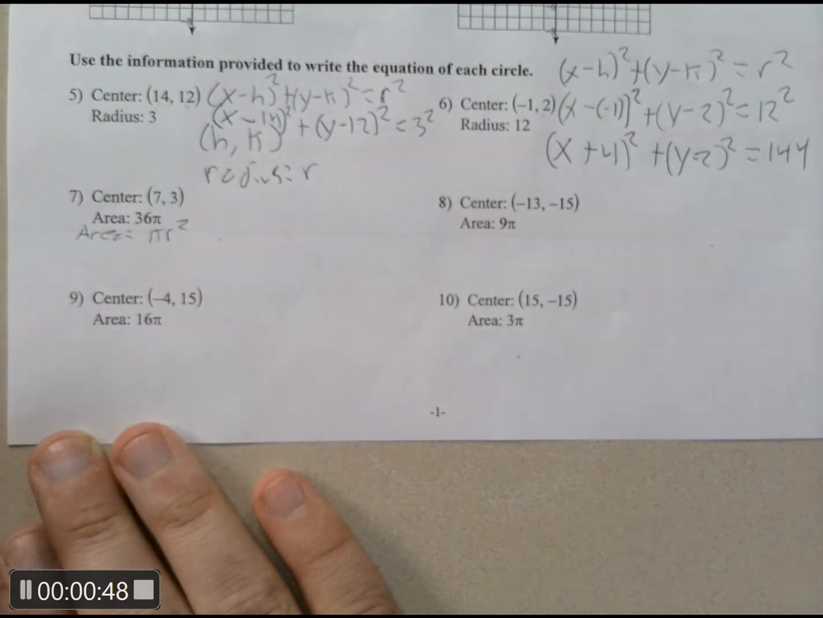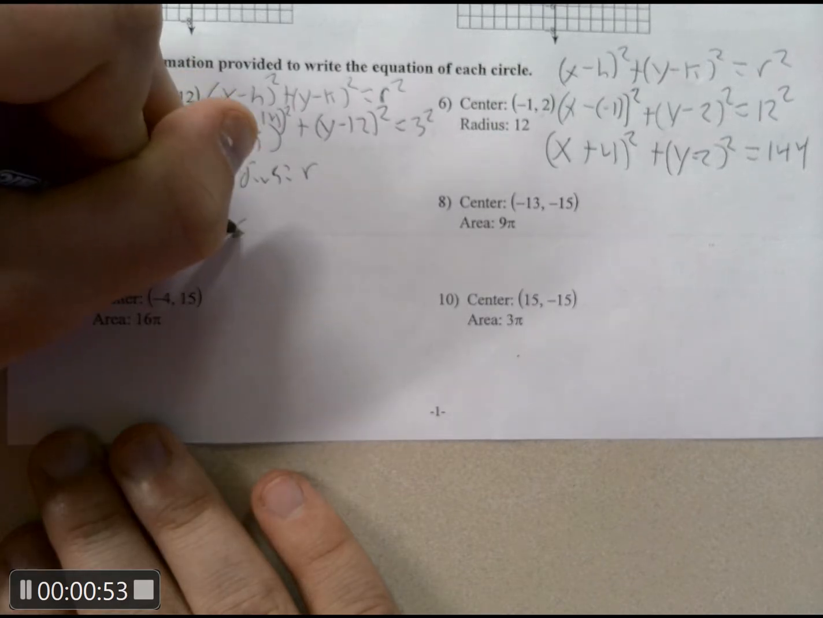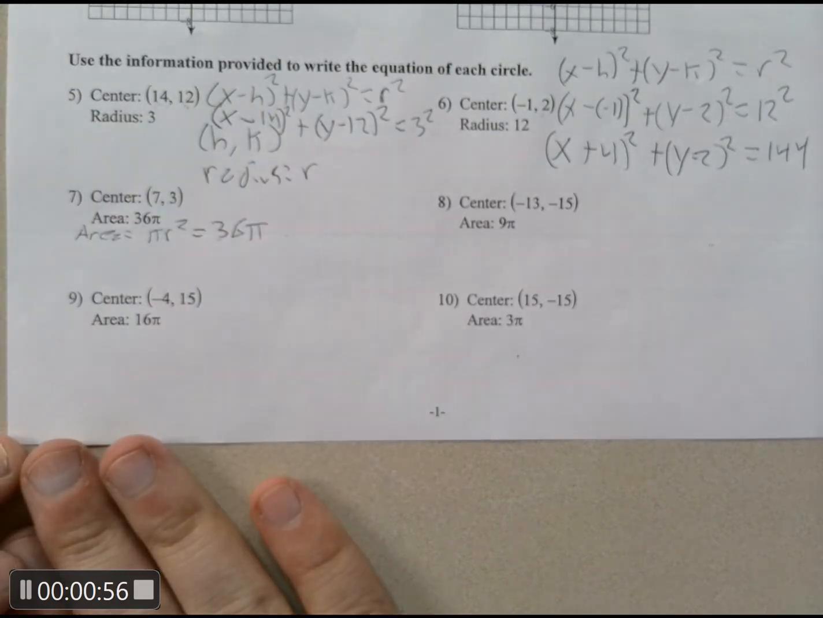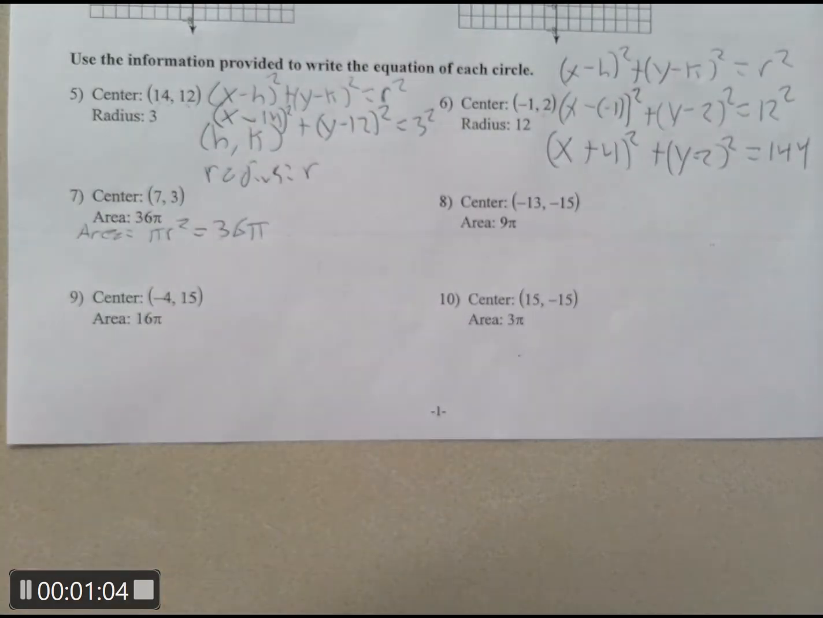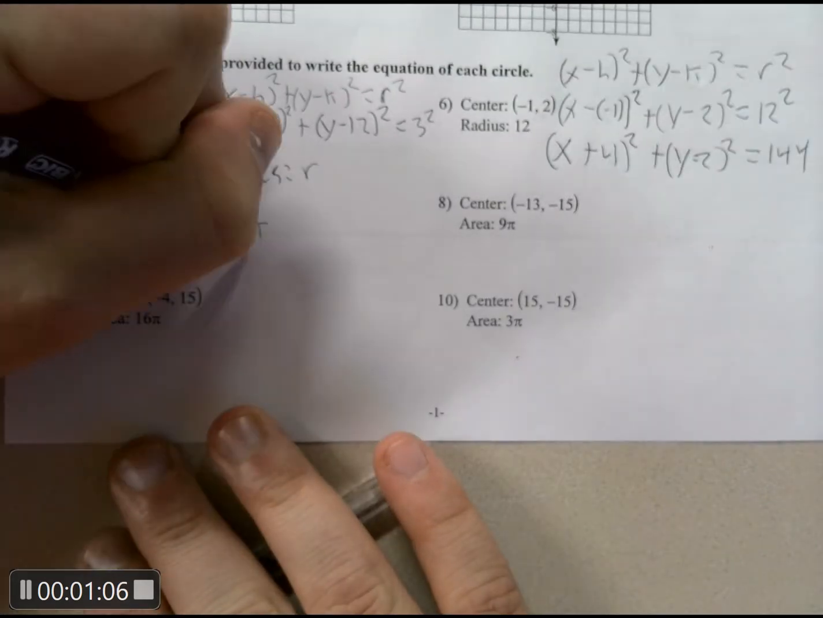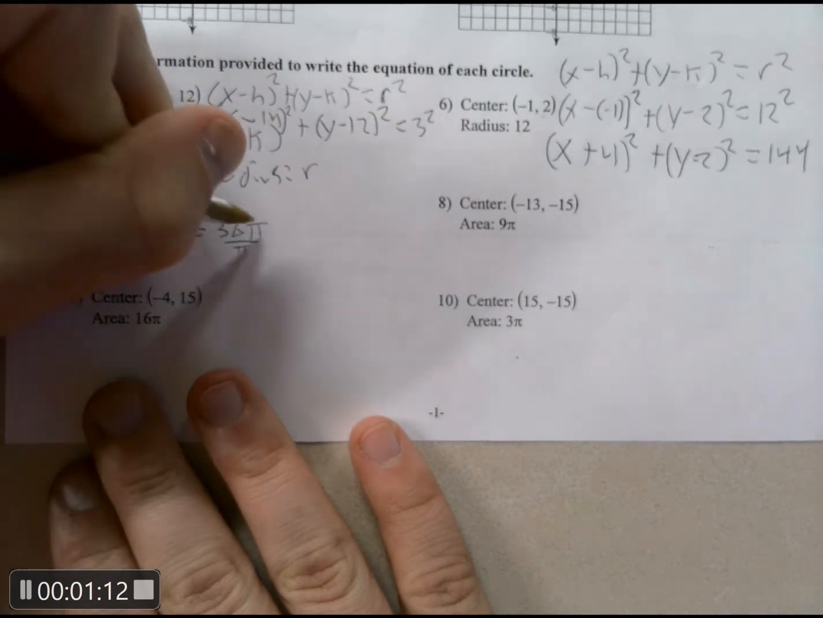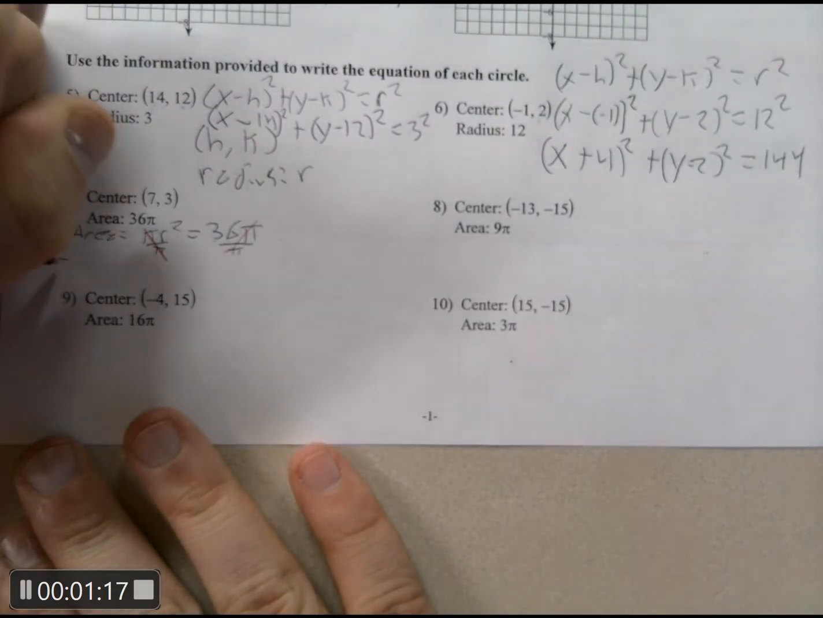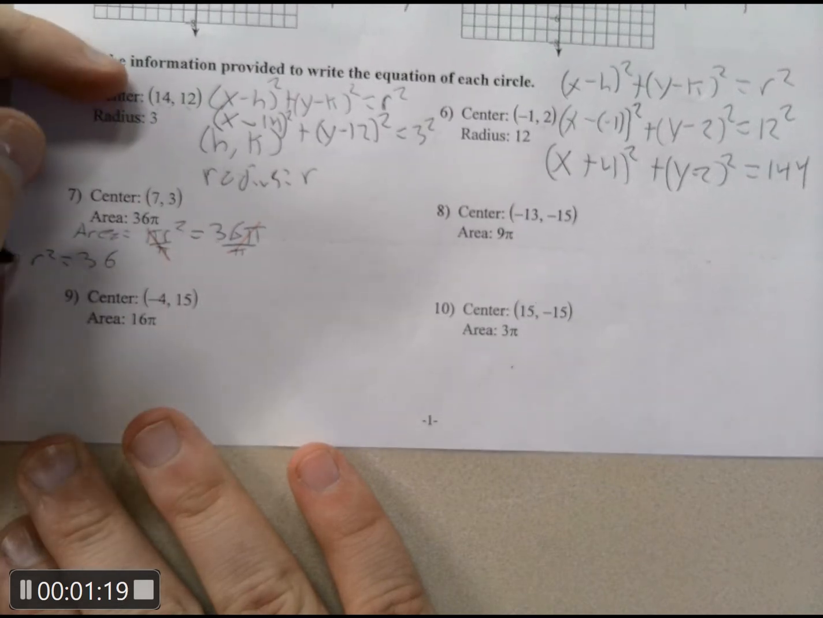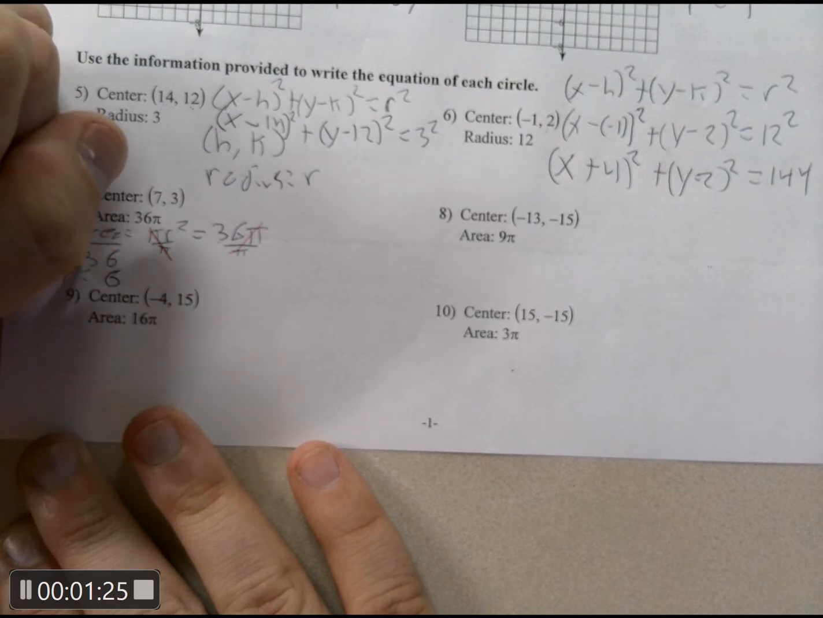pi r squared, right? So we're going to set that equal to my area, which is 36 pi. First thing we're going to do is divide both sides by pi. Remember the goal, we're just solving for r here, so we're trying to get r by itself. Cancel, cancel. So now we're left with r squared equals 36. Take the square root of both sides. We get r equals 6.